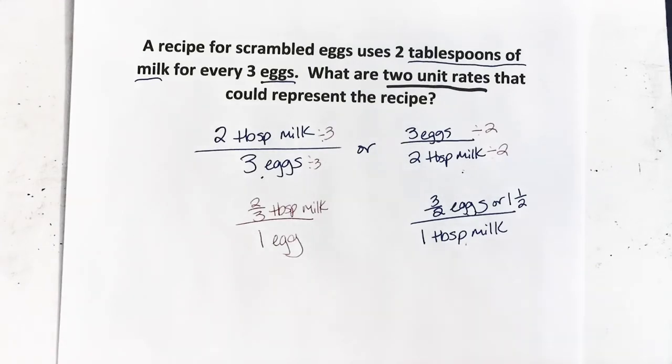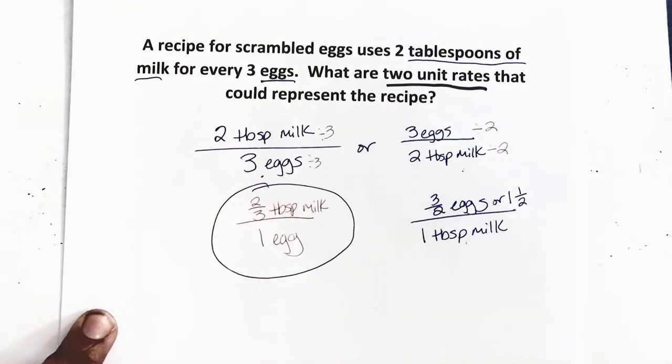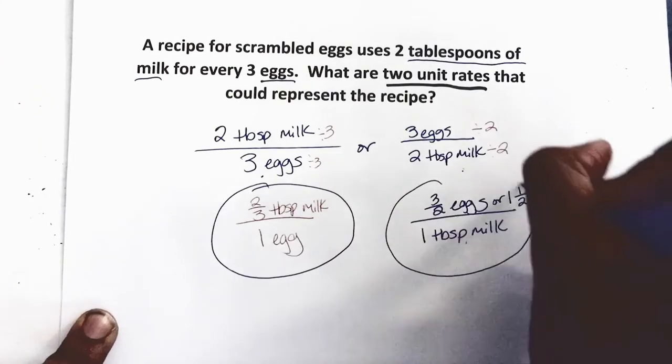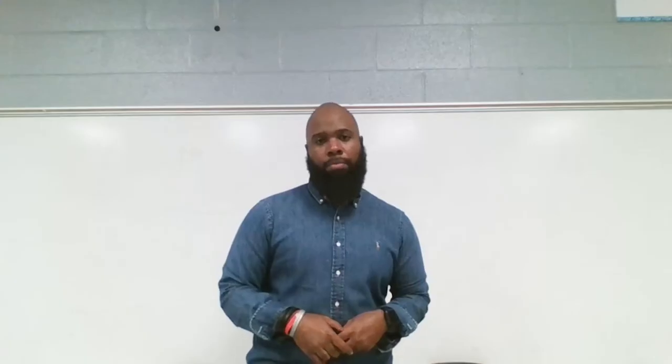So going back to our problem, it asks us to find 2 unit rates that can represent this recipe. What are our 2 unit rates? Correct. This is our first unit rate, tablespoons of milk per egg, and our second, eggs per tablespoon of milk.